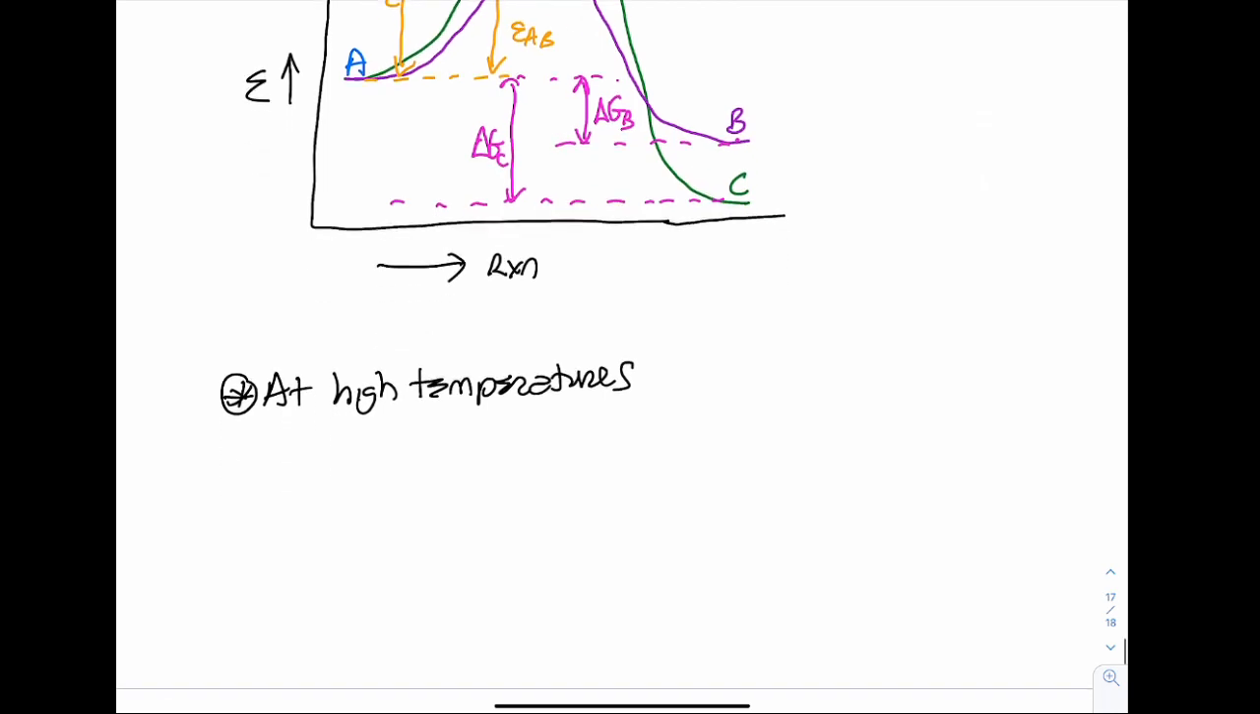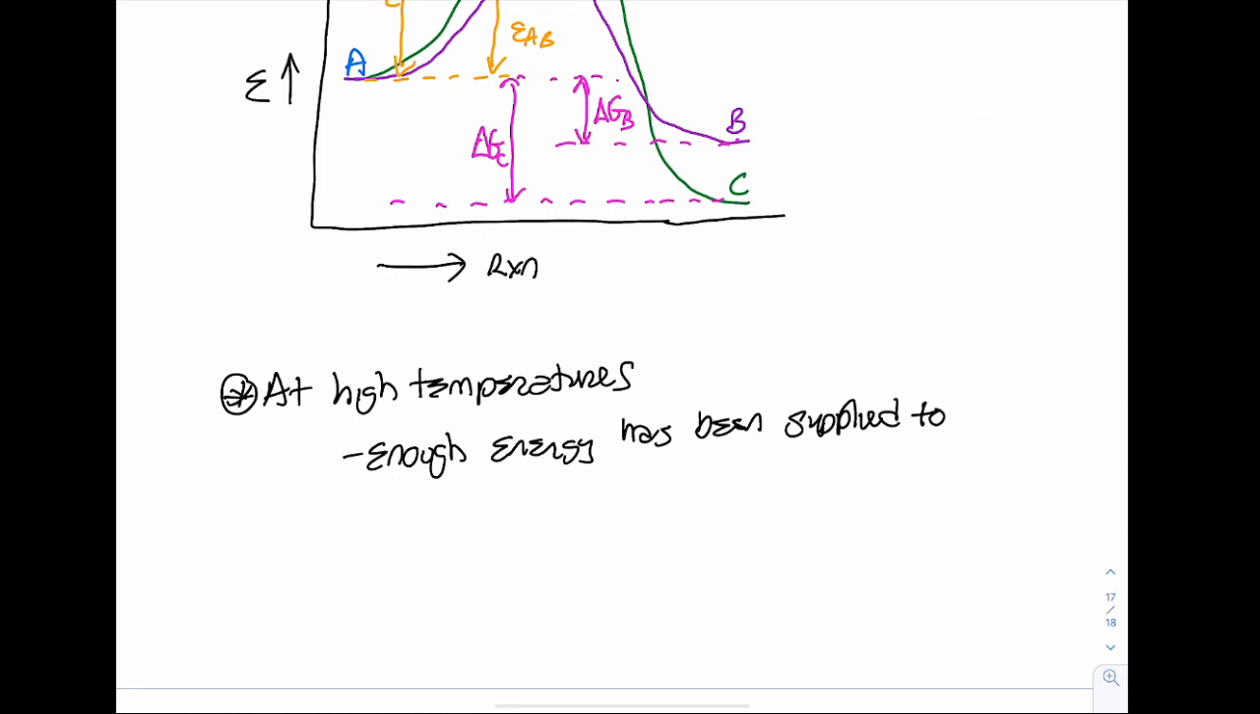So at high temperatures, enough energy has been supplied, remember, temperature is a measure of average kinetic energy, to overcome the larger activation energy. We can overcome large energy barriers.